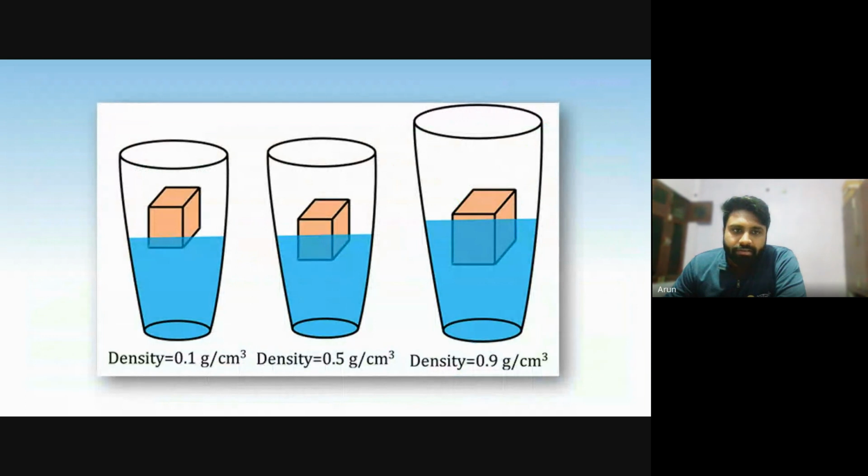Now, you will see in this, if the density of the liquid is 0.1 gram per centimeter cube, this much amount of the liquid is being displaced. As the density of this block decreases, the volume displaced by this object increases. Got it?